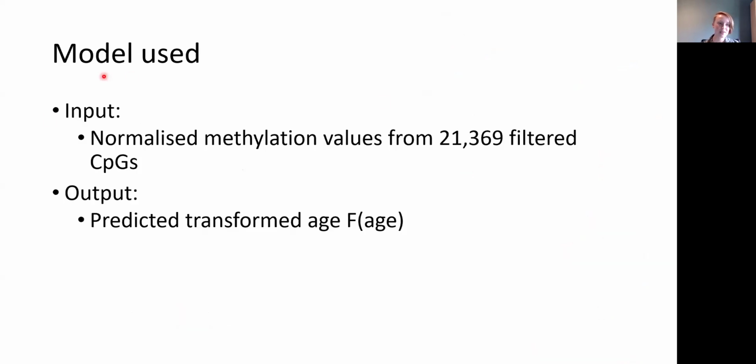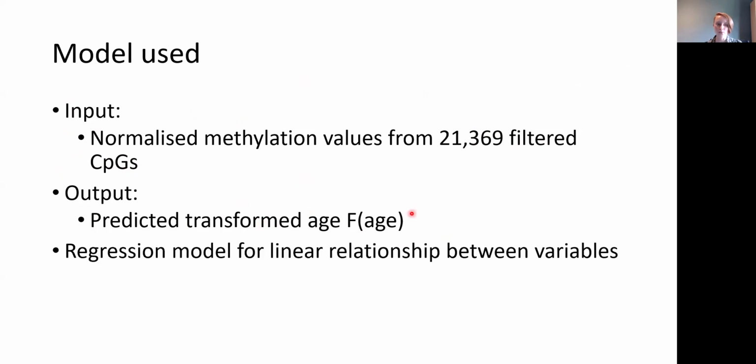So the input to the model is our normalized methylation values from our 21,000 filtered CpGs. The output that we want is to predict the transformed age, because we're going to use the transformed age to train it. Therefore we're going to want some kind of regression model, because the transformed age is going to be a numerical value rather than a categorical value. And we know we have linear relationships now, so we can use a regression model that has linear relationships between our variables.